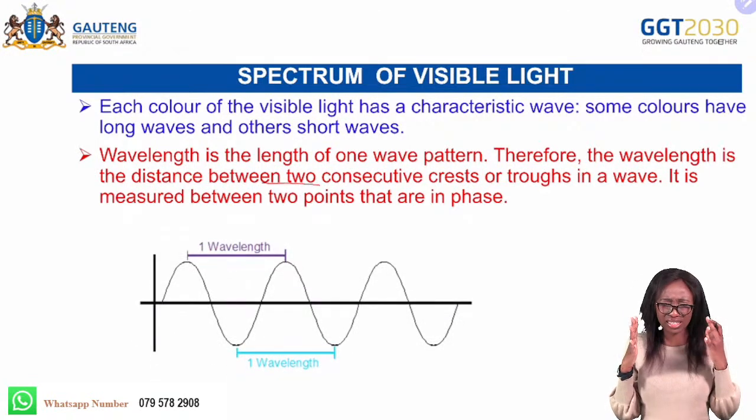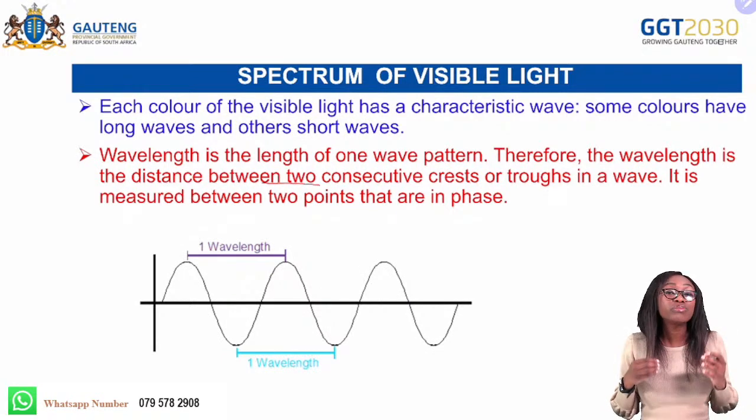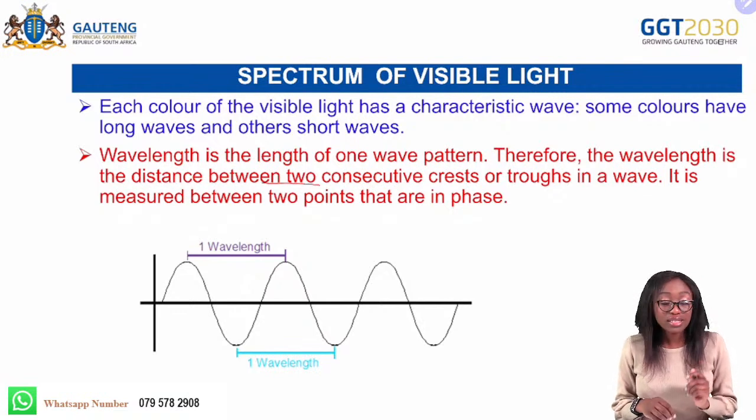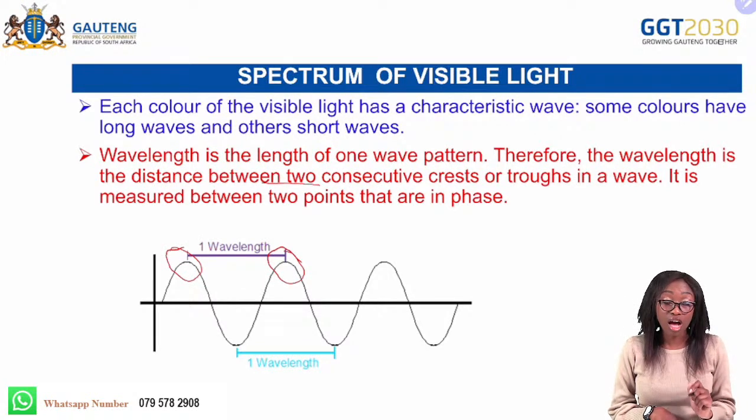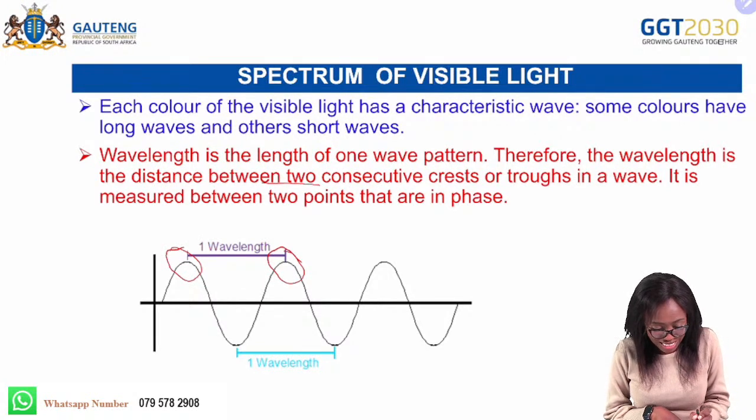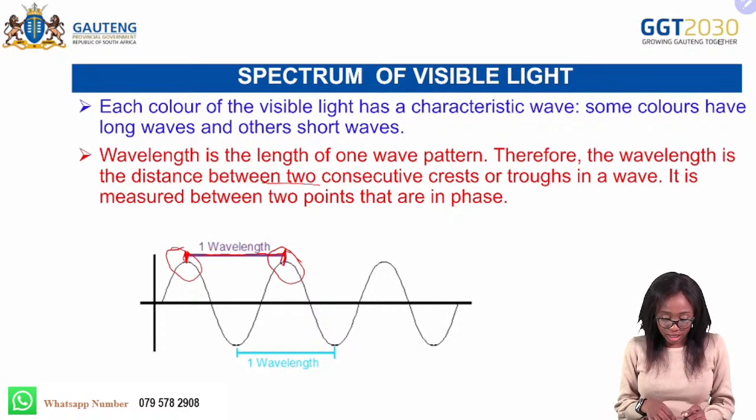Let's visualize that. What are troughs? What are crests? Now let me show you what they are. So this is how we measure wavelength. Wavelength, we said, is the distance between 2 consecutive crests. So these are crests. Those are what crests are. The distance between this crest and this crest gives you your wavelength.